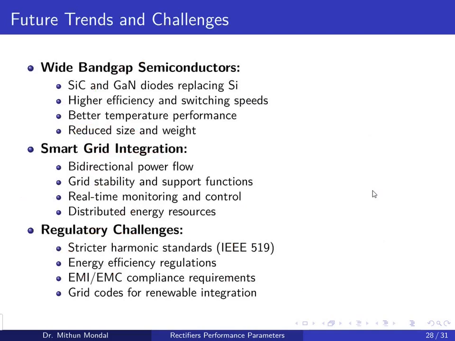Some of the future trends and challenges for the researchers, as we have discussed in the previous lecture also, are that wide bandgap semiconductors now play a very important role, in the form of silicon carbide and gallium nitride diodes, which are replacing silicon. They have higher efficiency and switching speed, better temperature performance and reduced size and weight. So a lot of research is going on in these semiconductors.